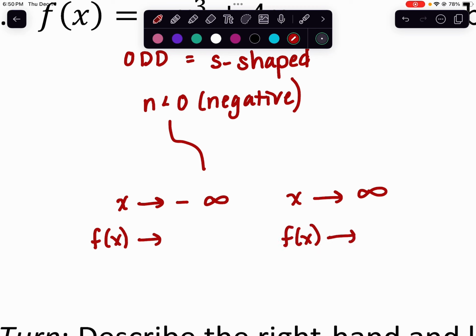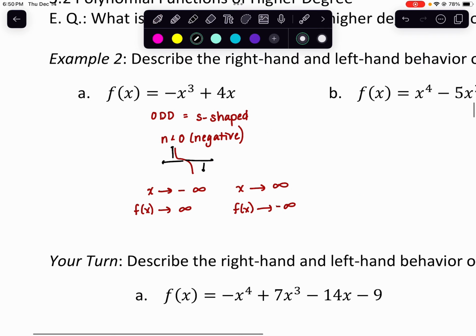So as x approaches negative infinity, so that means on my graph we're going this way, what's my graph doing? Well, my graph, if I look, it's going up. So that means it's going to approach positive infinity. And as I walk to the right, my graph goes down, so that means that is approaching negative infinity. And that's all they want. So this right here would be our answer.